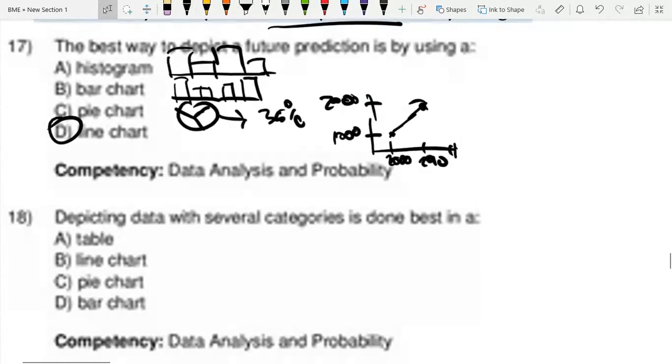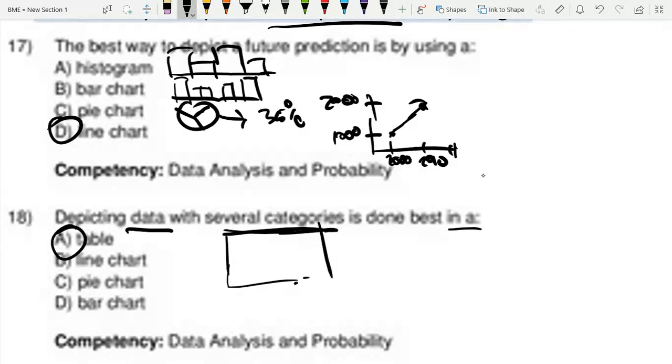Next question is, depicting data with several categories is done best in a. So here's the thing. For this question, on the answer key, they've stated that the answer is option A, which is a table. And this works. Obviously, this works perfectly fine, right? So if we have a bunch of companies and we're tracking their profits, it'll show you the company name. So this is the company name. Then it'll show you the profit, right, like that. So, you have different categories of companies.